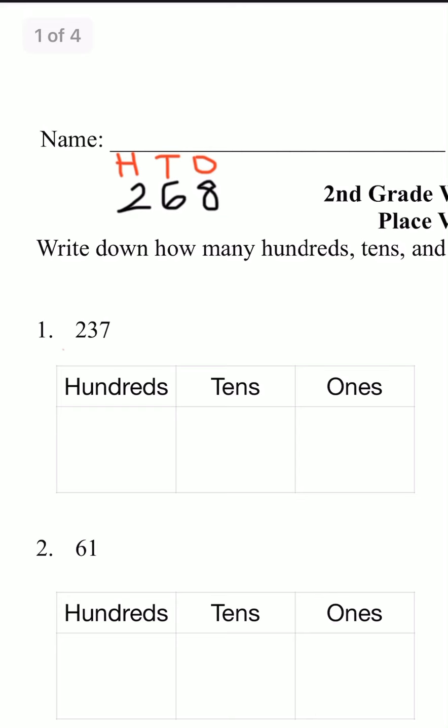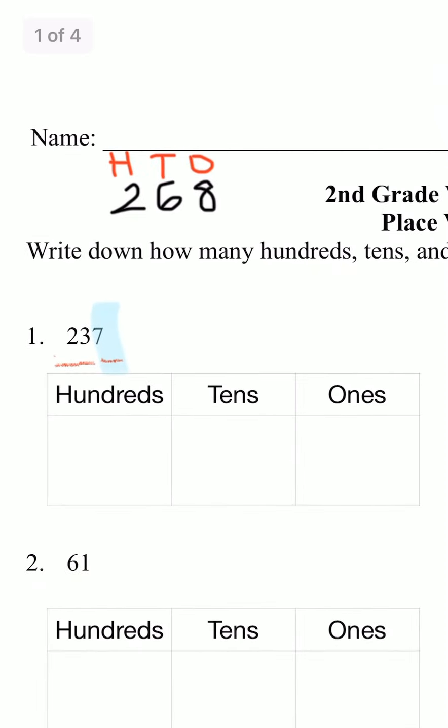So let's try number 1. We have 237, that is a 3-digit number, so it's similar to 268, and our first digit is 7, so 7 ones, and then the middle is going to be tens, and here tens, so 3 tens and 2 hundreds.